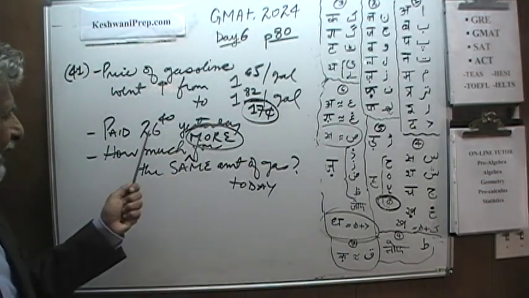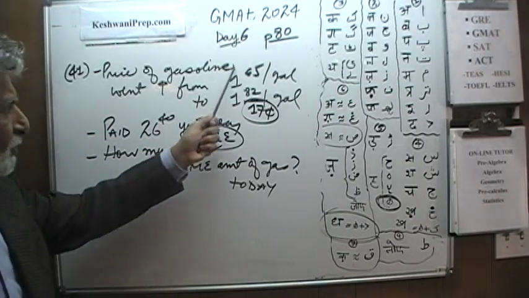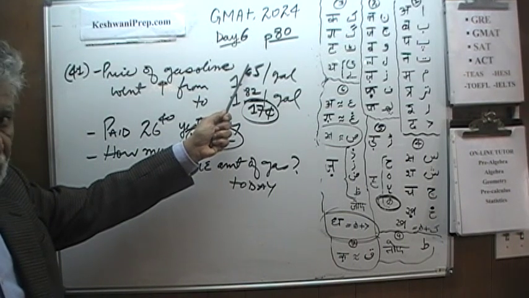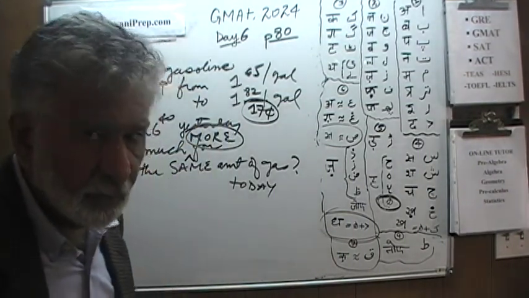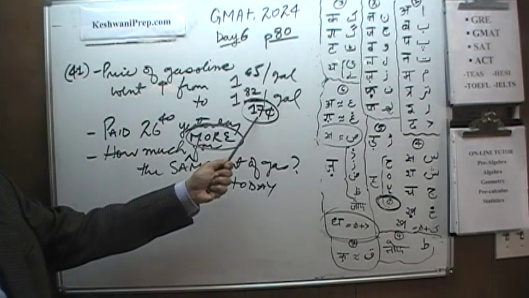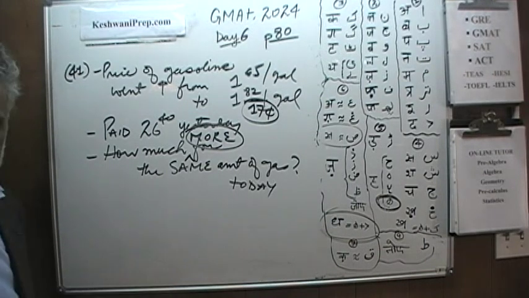Once we figure out how many gallons of gasoline we bought, we're going to take the amount that we paid yesterday and divide by yesterday's price. That's going to tell us how many gallons of gasoline we bought yesterday. We're going to buy the same amount of gasoline today. Once we know how many gallons we bought, all we have to do is multiply by 17 cents to figure out how much more we'll have to pay today for the same amount of gasoline.